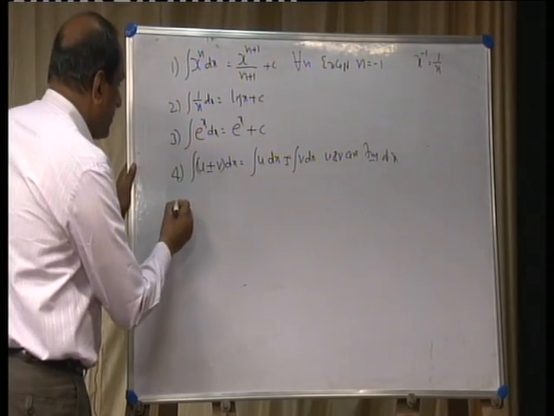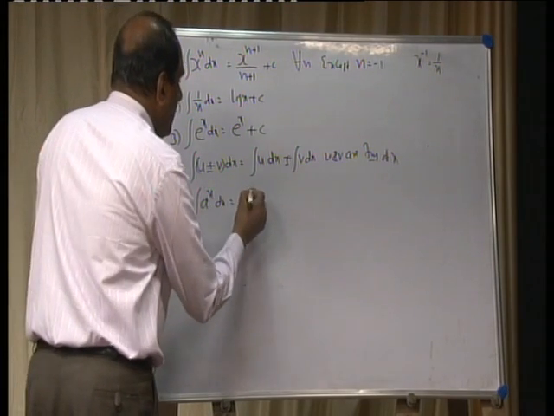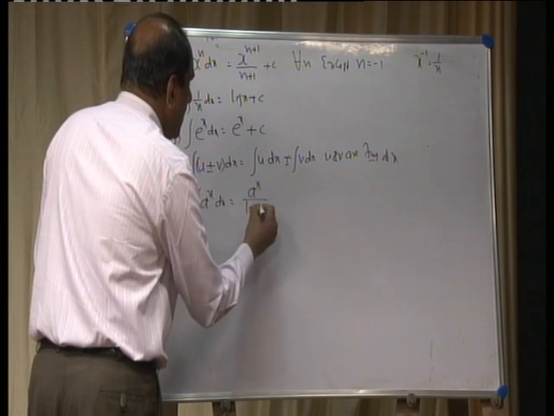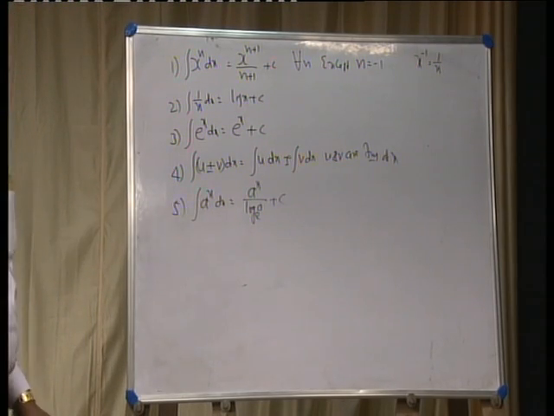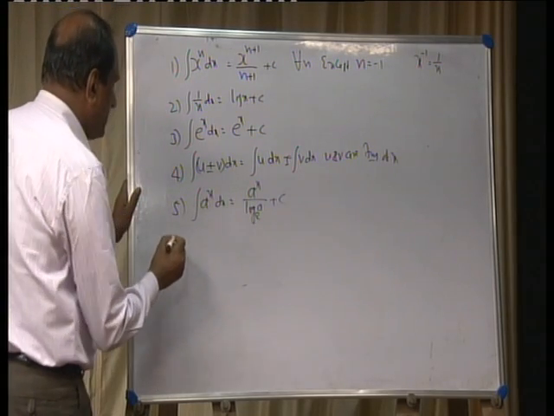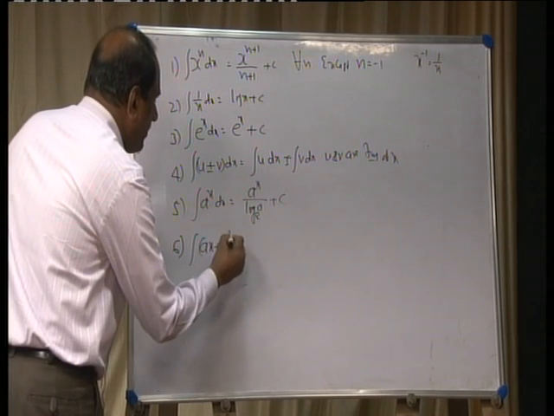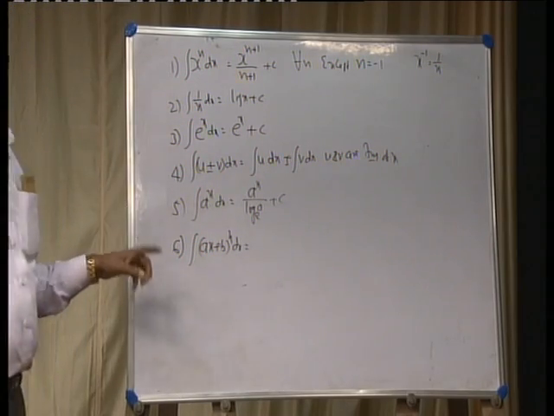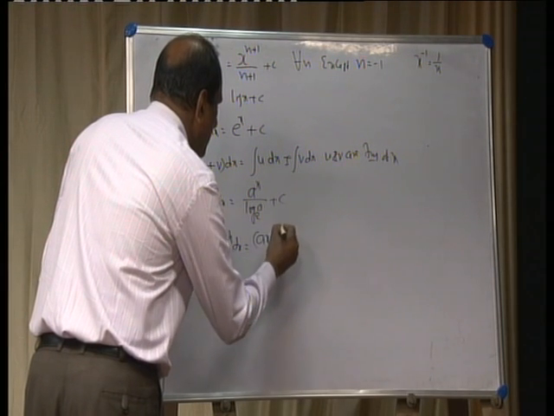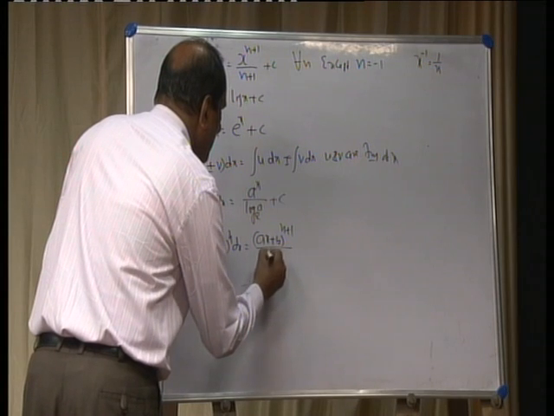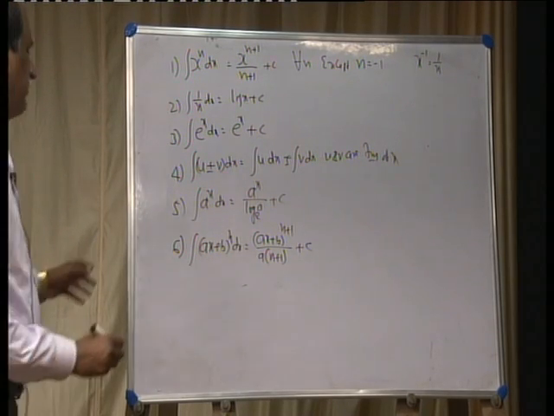So, fifth one, integration of a power x dx is equal to a power x divided by log a base e plus c. So, this is also a standard result. Sixth result, integration of (ax plus b) whole power n dx, where a and b are constants and x is the variable, is (ax plus b) whole power n plus 1 divided by a into (n plus 1), plus c. This c is the arbitrary constant or constant of integration.